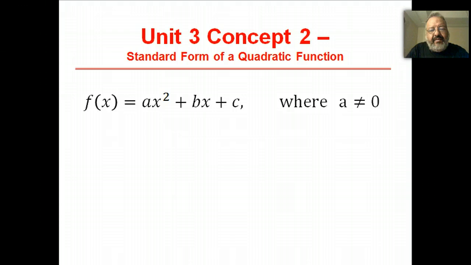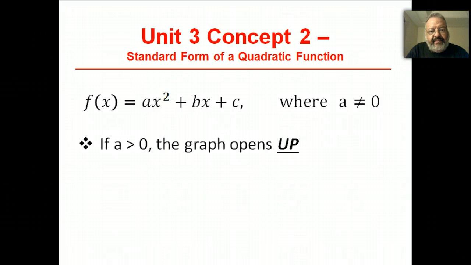This is video lesson number 19, standard form of quadratic functions. And that's what the standard form of a quadratic function looks like: f of x is equal to ax squared plus bx plus c. But you've got to remember that a is not equal to 0. It can be any other number besides 0.